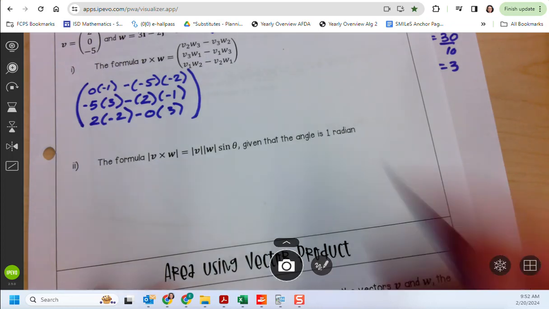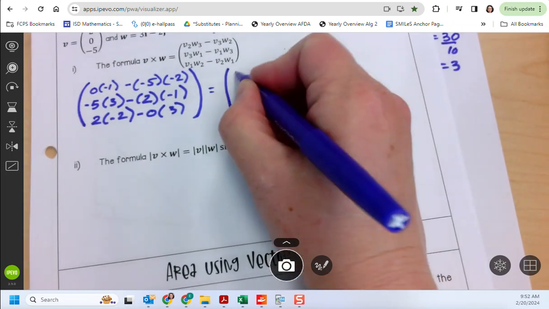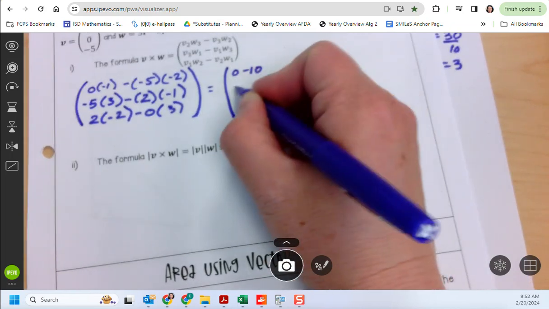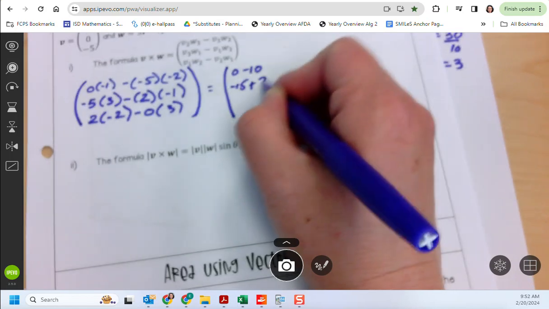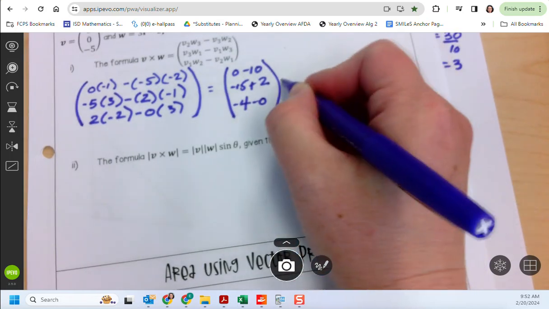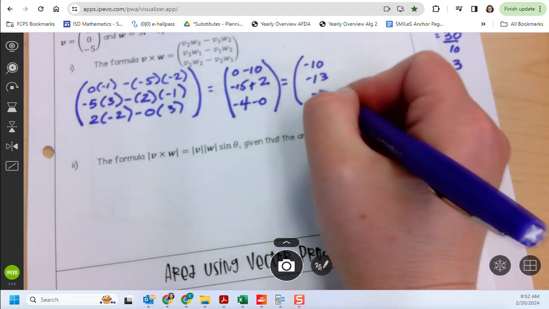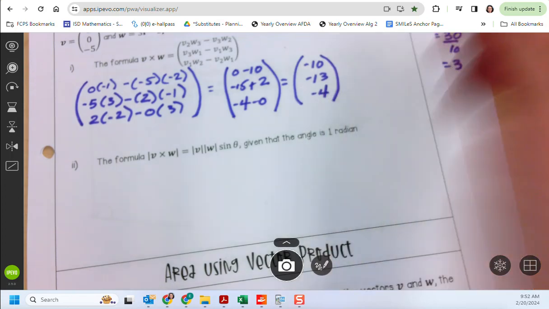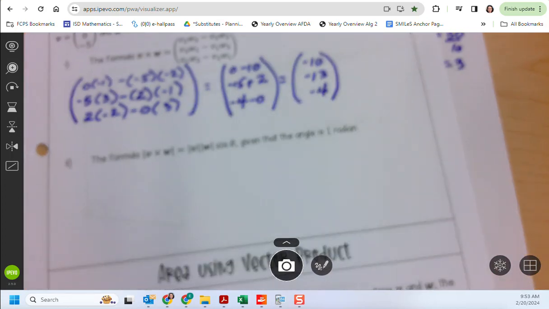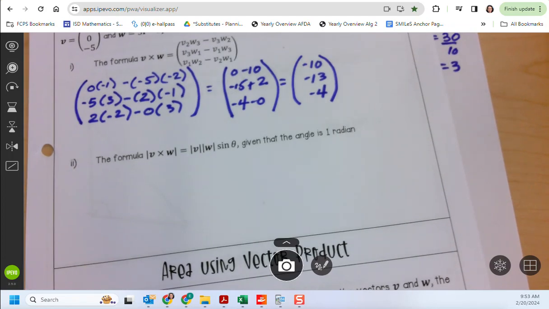Okay. All right, so then you can do this in 1 step or 2. I'm going to do 2 steps. 0 minus 10, -15 plus 2, and -4 minus 0. So I get -10, -13, and -4. So are there any questions on using that vector product formula?